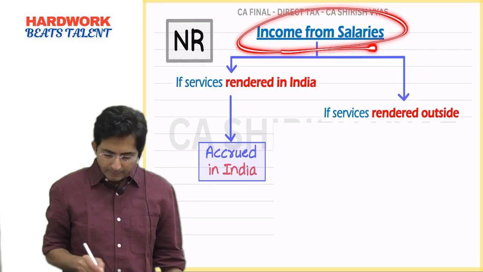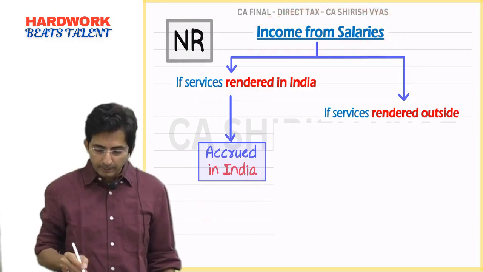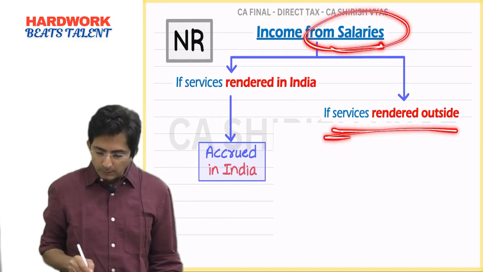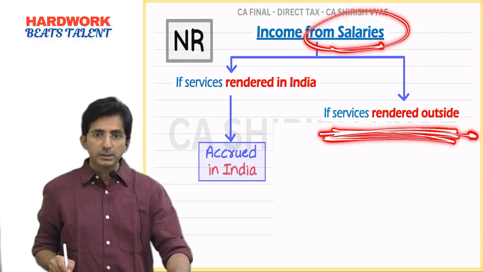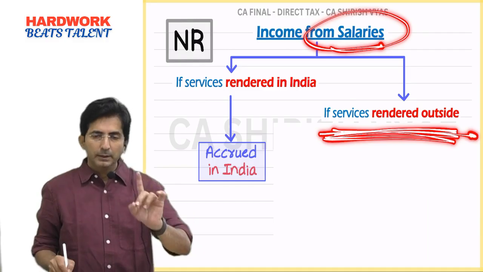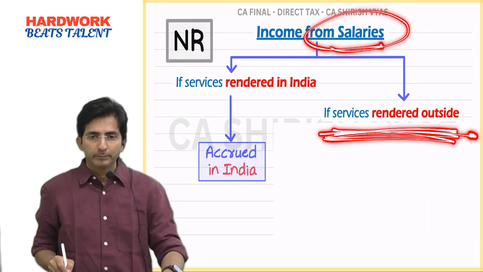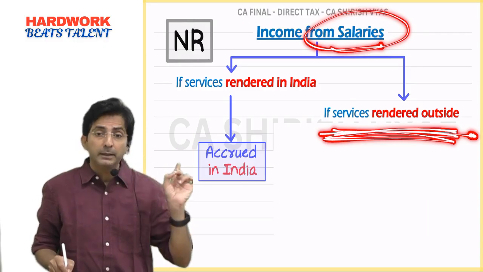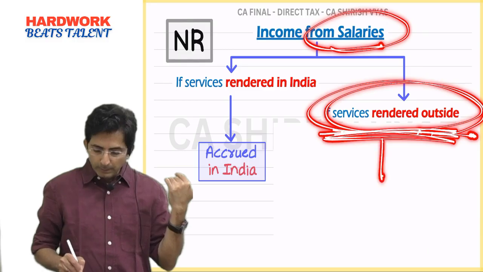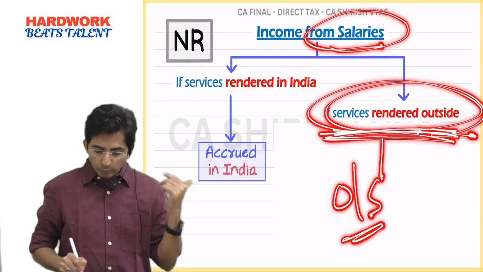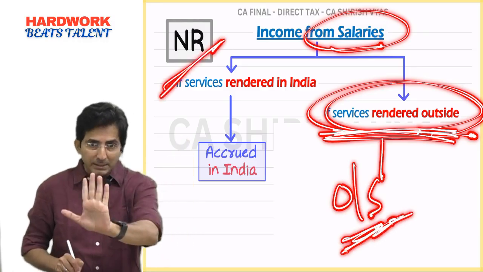So for salary, if service is rendered in India, it is accrued in India. But now comes the main thing. For salary income, what if your services are rendered outside? Imagine there is one non-resident, Mr. X. He is performing his 9 to 6 job duties in Germany. So tell me, where is he rendering the service? Outside. So income is accrued outside. So it will not be taxed in India, because for NR, outside income is not taxed in India, correct?